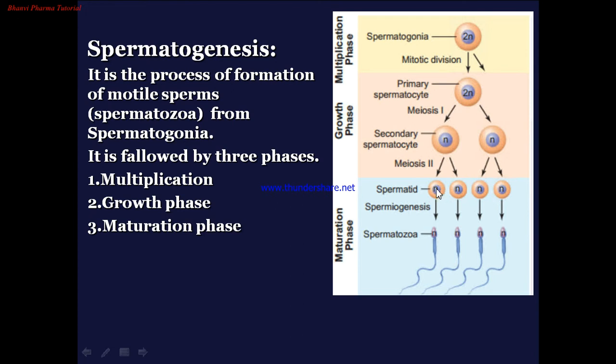Next, the 4 spermatids go to the maturation phase. These are non-motile cells. Maturation takes place through the process of spermiogenesis, in which spermatids are converted into motile sperm, the matured sperm. This is the process of spermatogenesis.